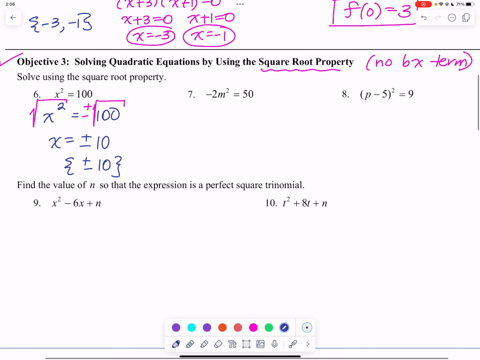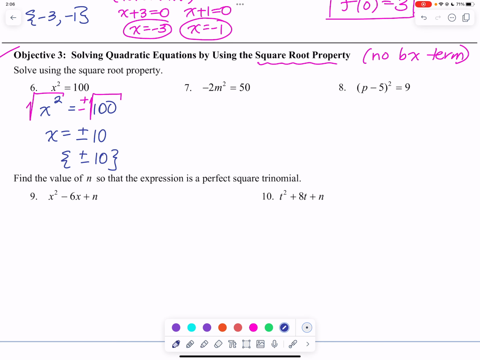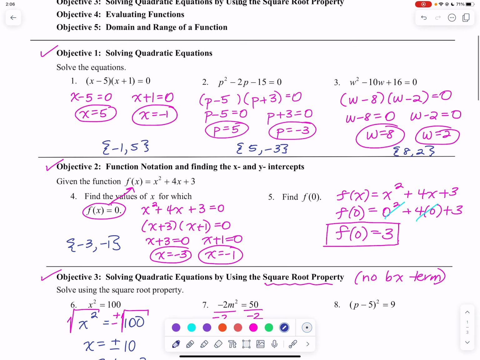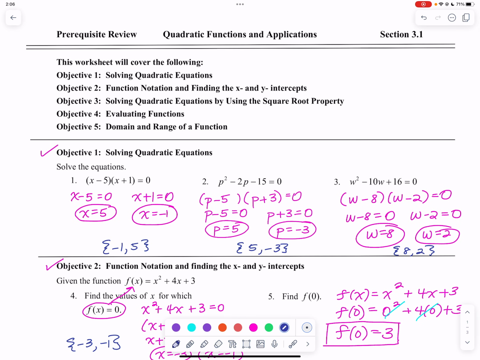Okay, let's take a look at number 7. Here, the first thing we're going to do is divide both sides by a negative 2, and we end up with m squared is equal to negative 25. Now, this will be the first time that we come up with imaginary numbers, okay? So we are no longer in just real numbers. So we are also including imaginary numbers. So imaginary numbers are now possible.